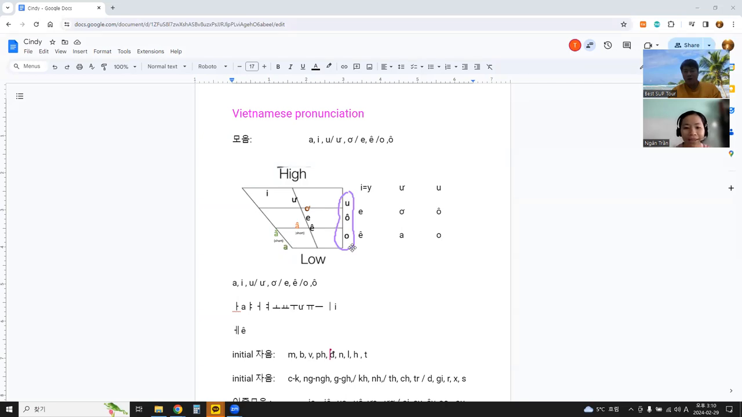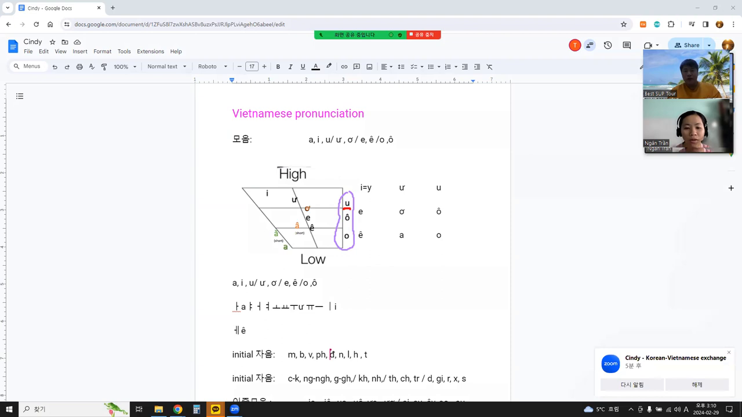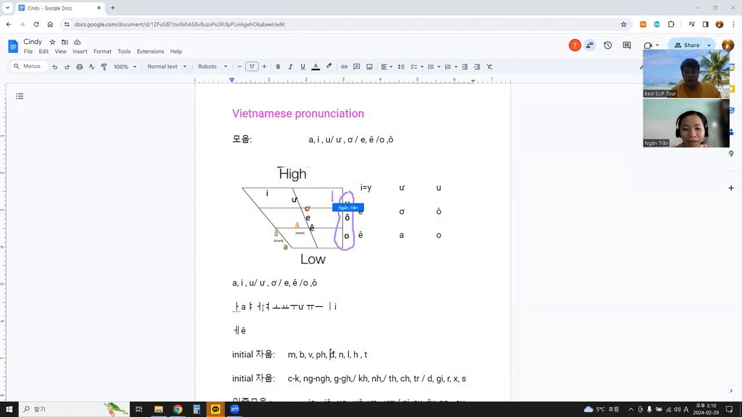This one, let me see. Okay. Number one, because your mouth will open the smallest. Then with this one your mouth opens higher, and then lower, and then the lowest. That's why it's one, two, and three.